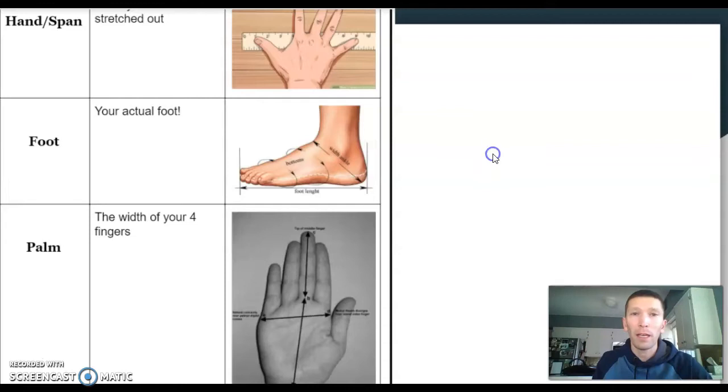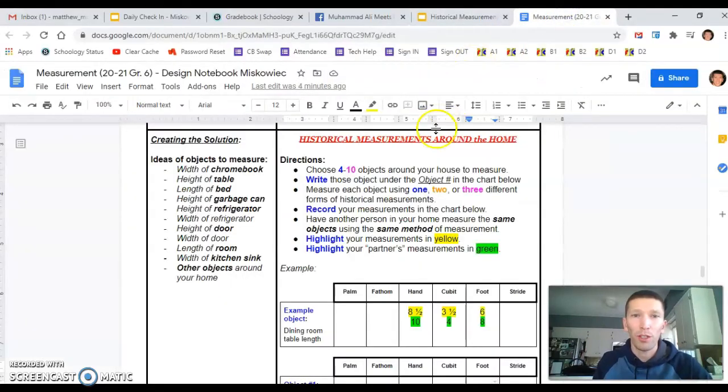With that in mind, you should go to your design notebook and get to this chart right here. We're going to be creating the solution today, the main activity, and I'm going to read through exactly how this is going to work. You need to choose 4 to 10 objects around your house. Notice the blue is 4, which is must do, and then the aspire to do is getting up to 10 objects. Somewhere in between would be a should do.